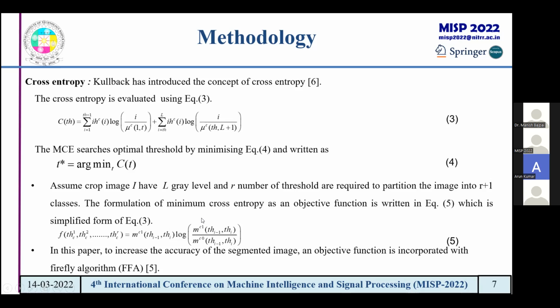In equation number 3, we have the color images. That's why this process has been taken thrice. So in our paper, to increase the accuracy of the segmented image, our objective function, the recursive minimum cross entropy described in equation 5, is incorporated with the Firefly algorithm.